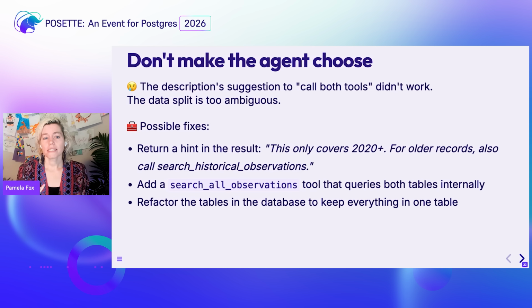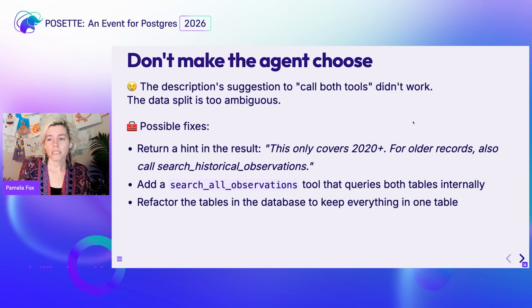So, in this case, we really do not want to have to make the agent choose, right? If you have these two tools that are so similar, so ambiguous, it can be just too confusing for the agent to decide between them. And it's just not going to call them in all the situations you want them to call them.